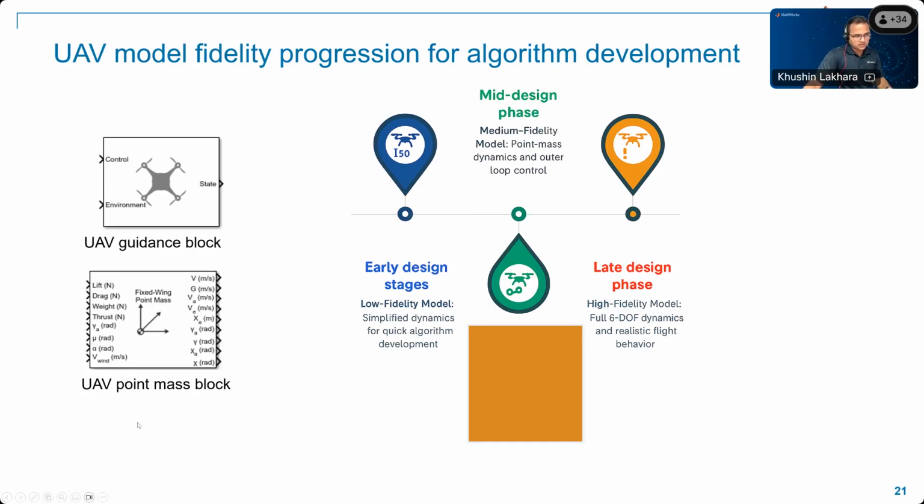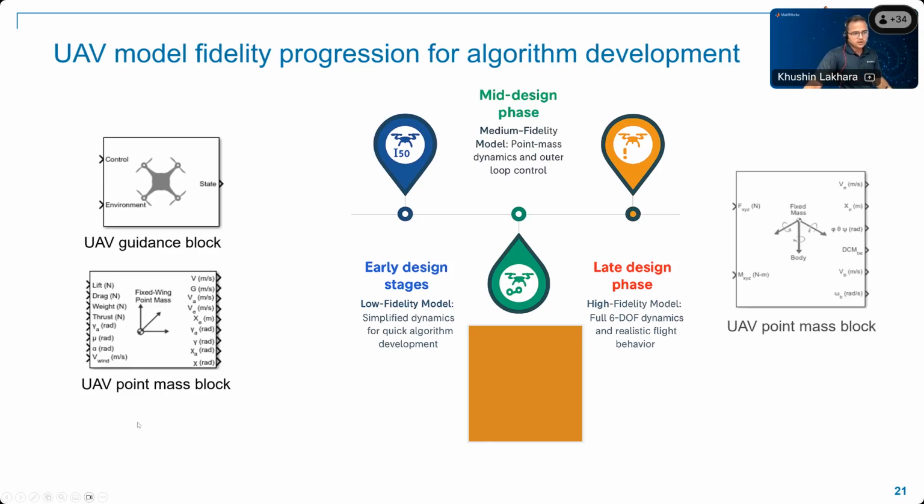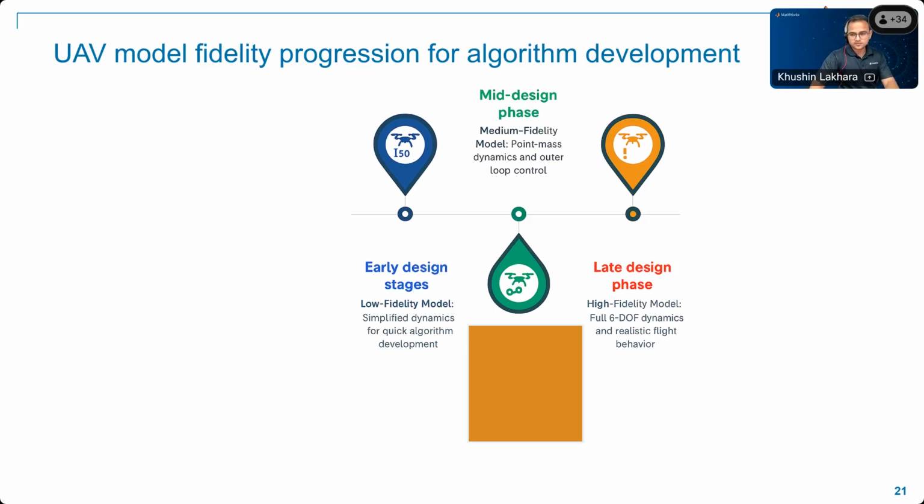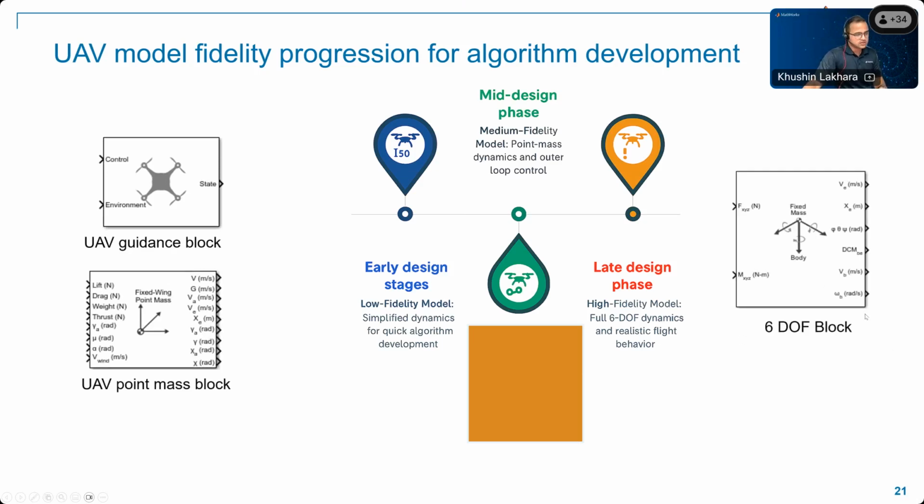Moving forward, when you have all the data, that's where you go for the, this is not the UAV point mass block, this should be the 6 degree of freedom block. So let me correct it. So yeah, with your 6 degree of freedom block, you can do the final simulation.